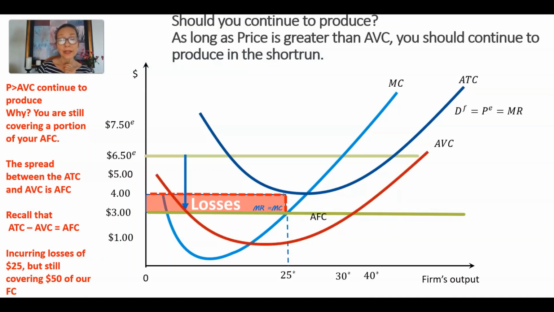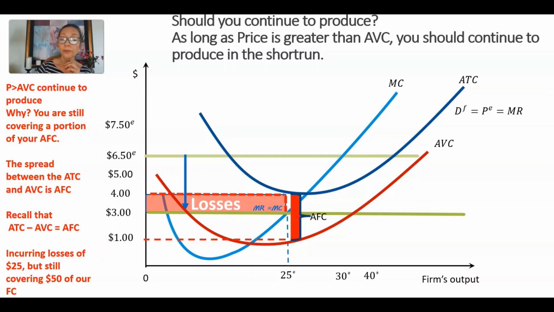Okay. Now you can see that at 25 units, we draw our little dotted line up to the average variable cost curve. We're looking at cost at around $1. So our cost for 25 units for average variable cost is $1. Our average total cost is $4. That means that this spread right here is our average fixed cost. Okay, so recall that the spread between your average total cost and your average variable cost is your average fixed cost.